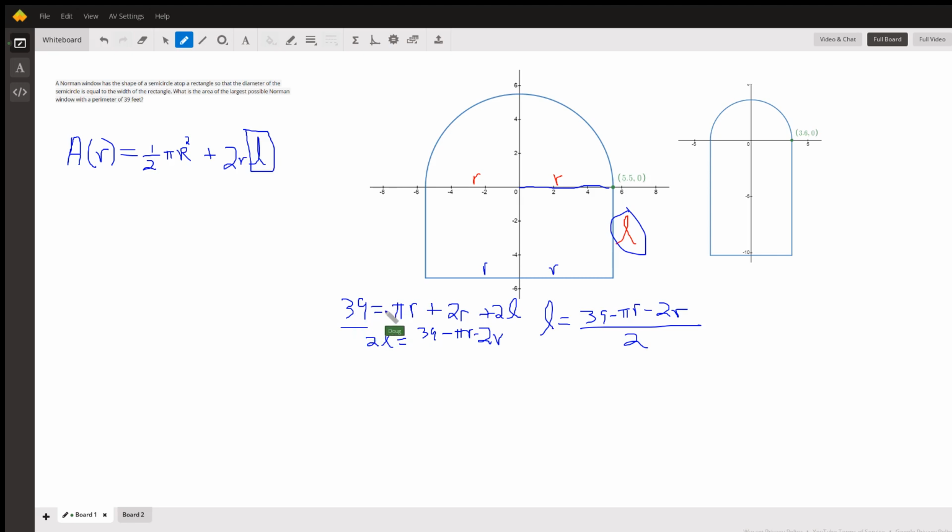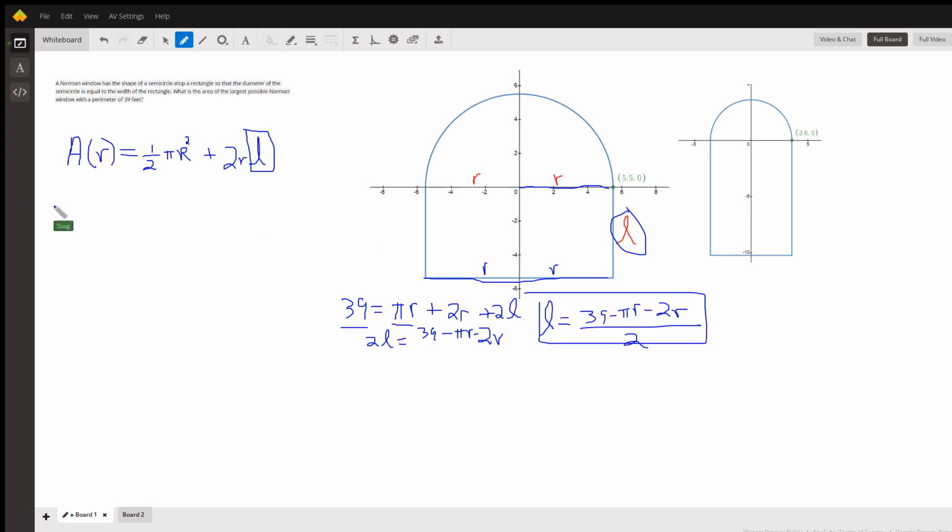So 39 is the sum of all these sides and the semicircle circumference. It has to add up to 39. So 39 equals, well, if this was a full circle, the circumference would be 2 pi r, but we want half of that. So that's what this is, the circumference of the semicircle. Then for this side down here, that's 2r, that's what this is, and 2l for the two lengths. And if I solve this equation for l, this is what I get.